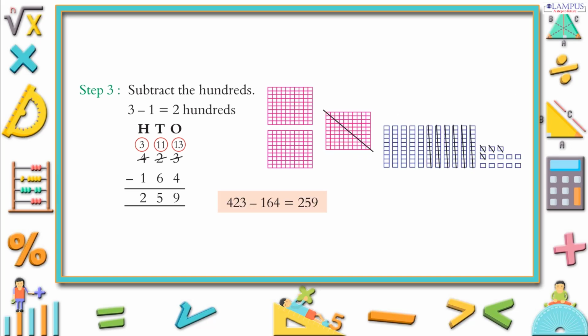Step 3. Subtract the hundreds. 3 minus 1 equals 2 hundreds. Therefore, 423 minus 164 equals 259.